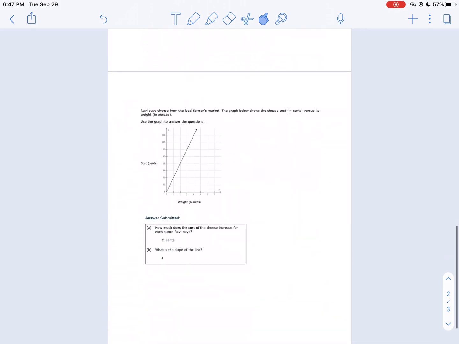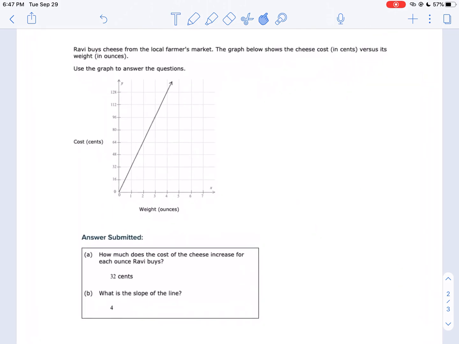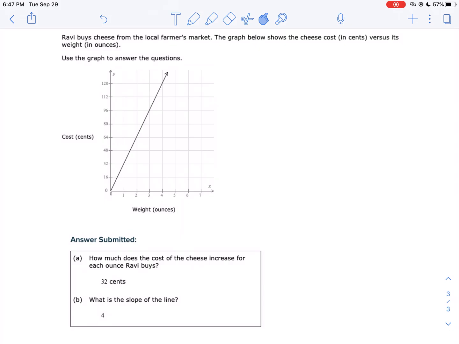Let's take a look at the last one. Now, the last one, you didn't show any work. And let's talk about this. But I kind of agree. There isn't a lot of work to show. The only question I have is how in the world did you get part B? Part A is perfect. When you go every ounce, you're going to go up by 32 cents. Okay, we can see that right there. Well, guess what? The rate of change is the slope. That's perfect. I don't know how you got 4. It's 32.